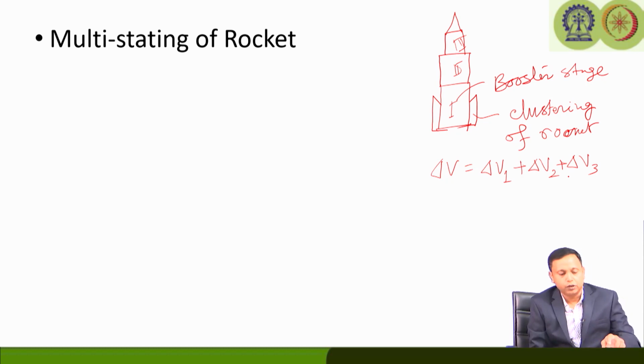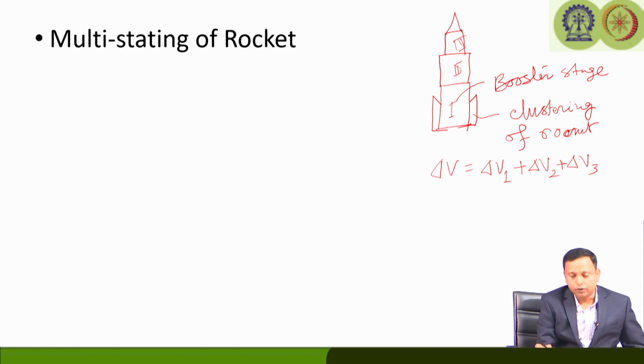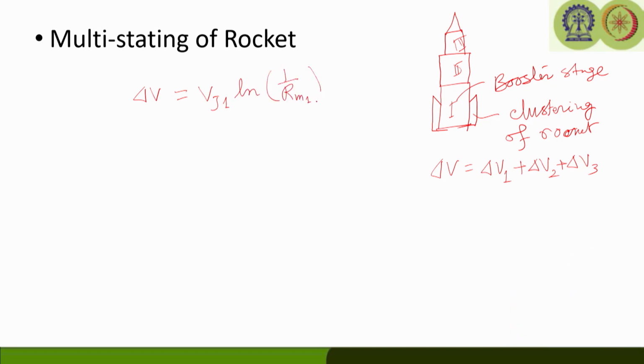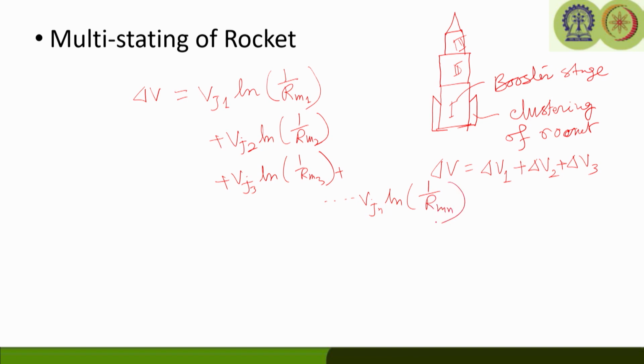Now, one can derive a generic equation considering n number of stages, and write the total velocity increment as V j 1 ln 1 by R m 1, just writing the rocket equation we already have in terms of the mass ratio, plus V j 2 ln 1 by R m 2 plus V j 3 ln 1 by R m 3 and so on, up to V j n ln 1 by R m n. Okay. So, this is a generic way of writing.